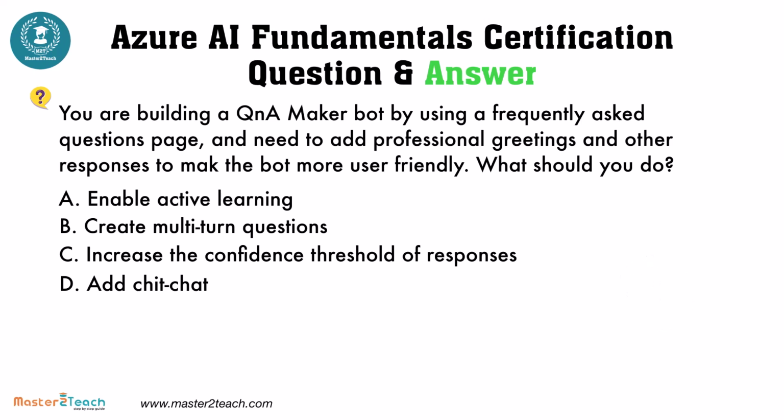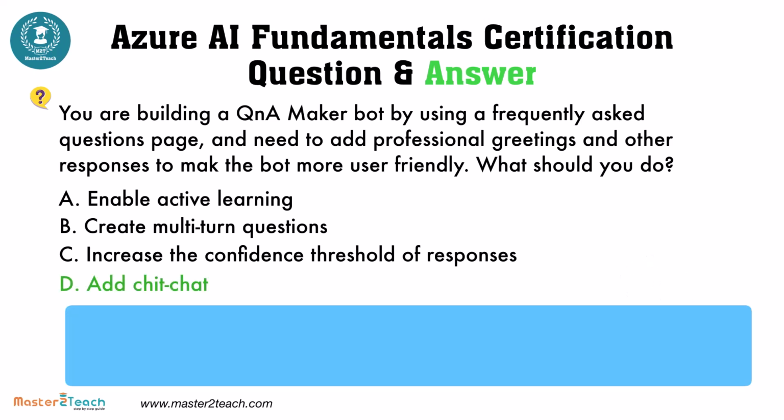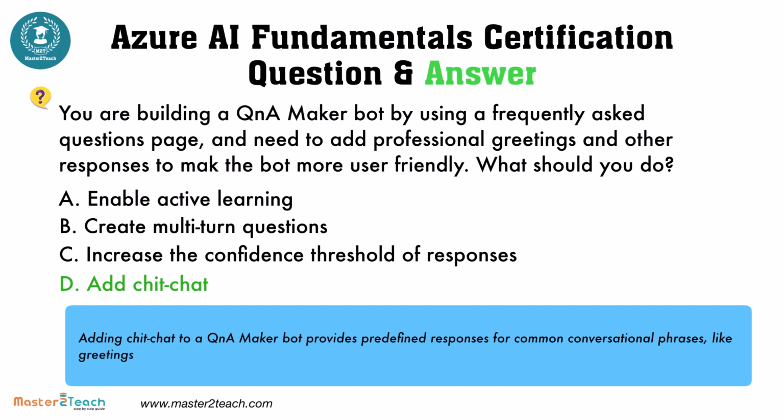The correct answer is Add chit-chat. Adding chit-chat to a QnA Maker bot provides predefined responses for common conversational phrases like greetings or casual questions, making the bot more engaging and user-friendly.